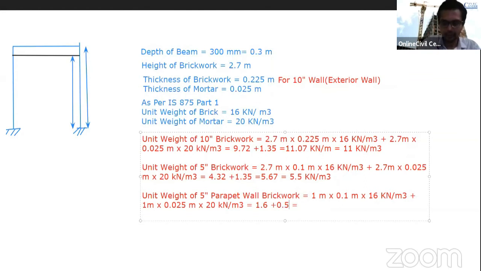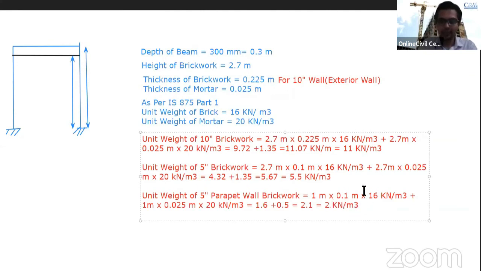So it's approximately 1.6 plus 0.5, approximately 2.1, or 2 also we can take. So this will be your value for the unit weight, 2.1 kilonewton, let's take approximately equal to 2 kilonewton per meter cube. If you have a different height of parapet wall, you can just change this 1 to 1.1, 1.2, whichever you find suitable for the parapet wall.